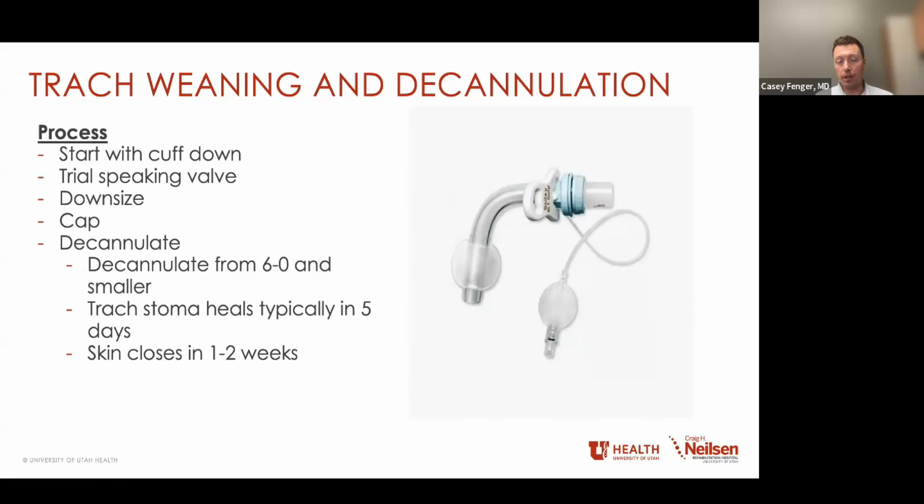So we already talked about some of this, the cuff down, trialing the speaking valve, transition to a cap. When we talk about decannulation, we want to decannulate from a 6.0 and smaller. And that's because if you have a big 8.0 trach in there and you decannulate somebody, they're going to have a really big stoma and it's going to take time to heal. You're going to run into issues with a lot of air escaping through that stoma, even when you're trying to cover it. So it's good to take the time and gradually downsize the trach. And again, you can downsize as you're also working on that progressive ventilator-free breathing.